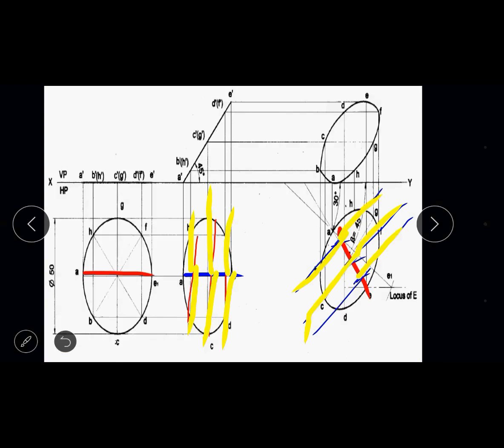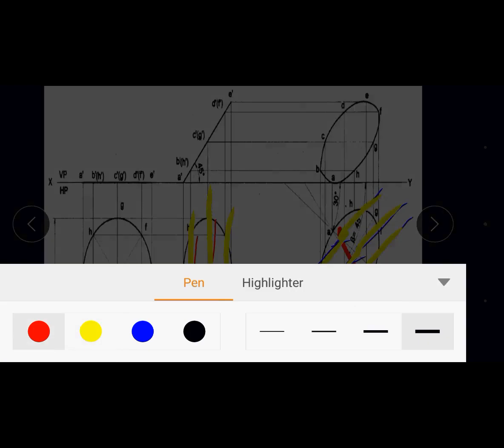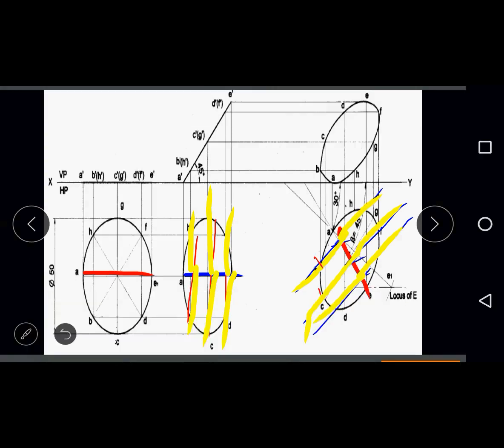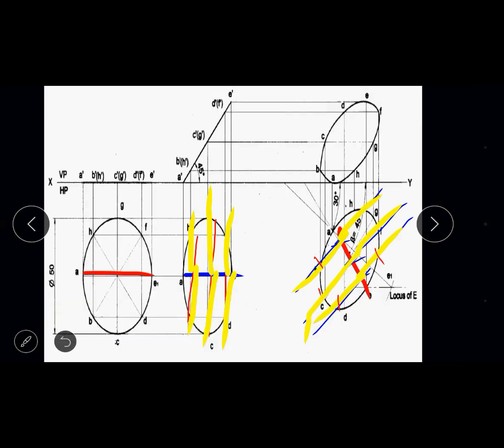So in this way you can see that all those are defined. Just mark those 8 corners. You can see that you will get those 8 corners. So now all the 8 corners are available.